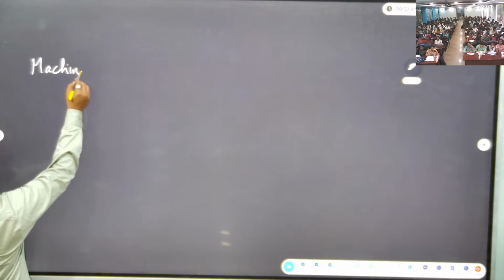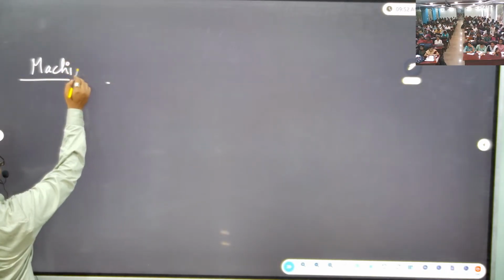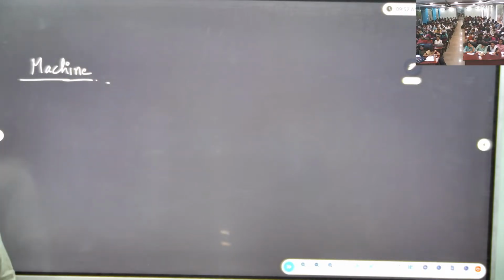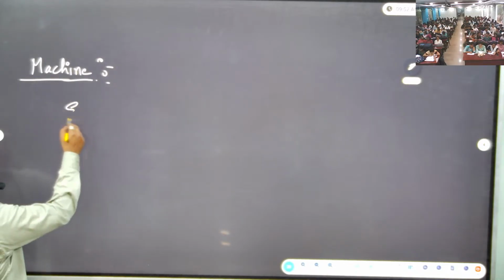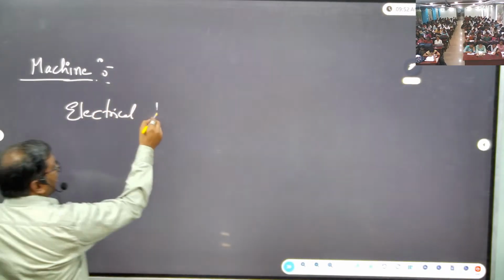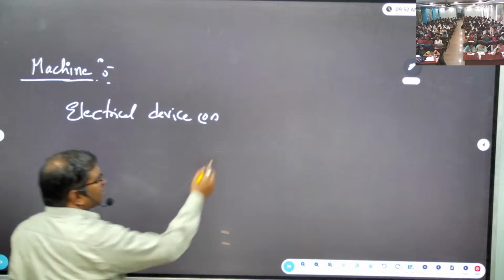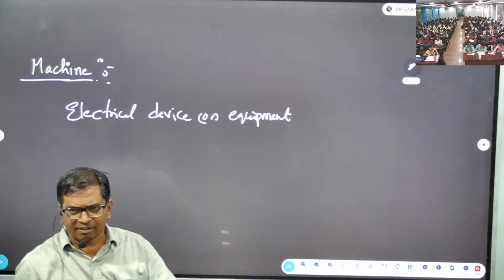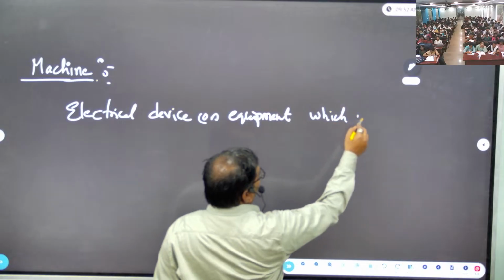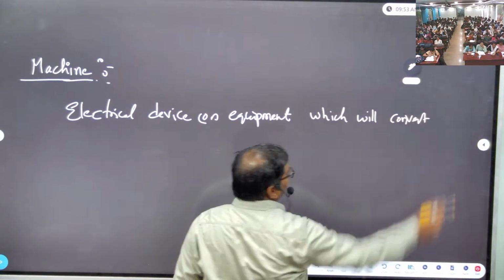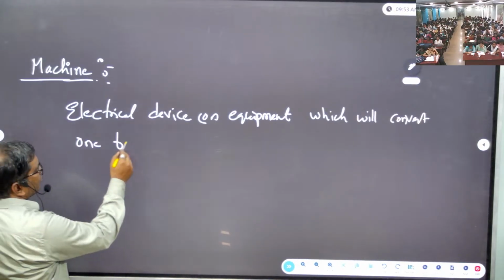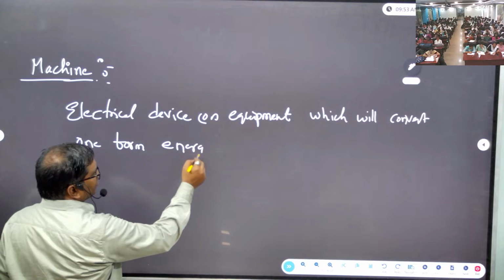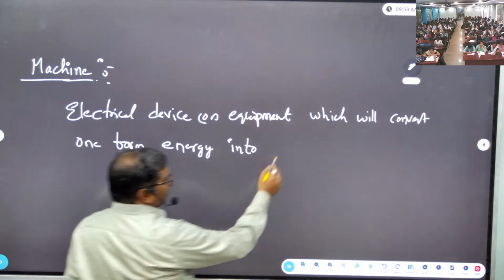What is meant by a machine actually? A machine is nothing but an electrical device or electrical equipment which will convert one form of energy into another form of energy.